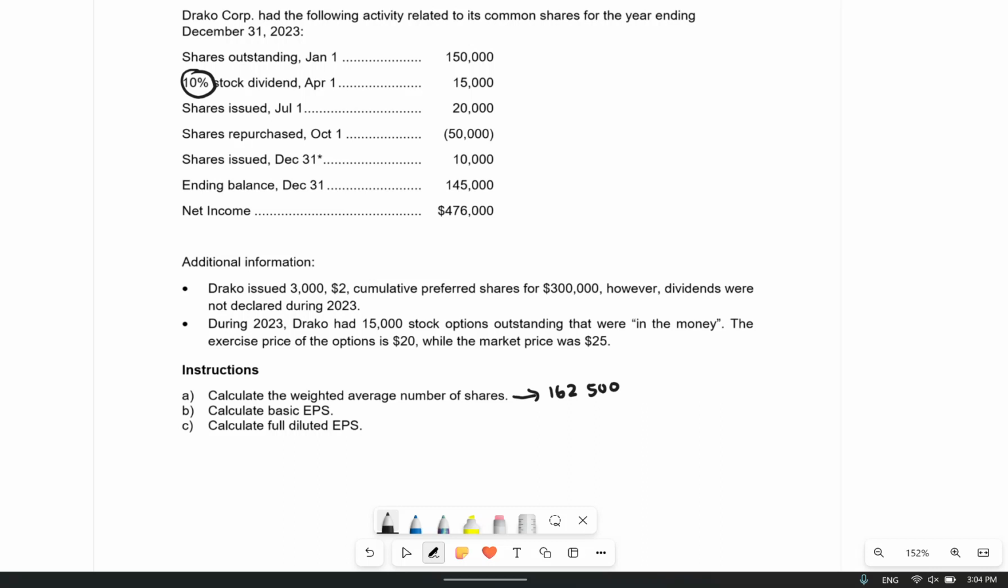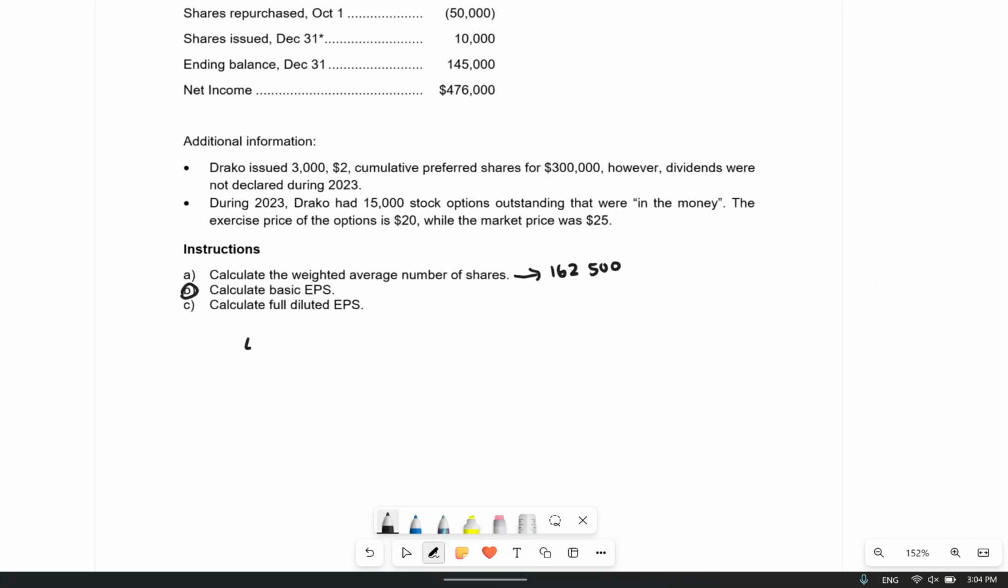Now the part here is we needed to calculate the basic earning per share. Everything is exactly the same, so the number that I will come up with is your basic earning per share. Since your weighted shares changes, I'm just going to do it. So my net income was 476, and I have 6,000 preferred dividend, divided by 162,500, and that will give me $2.84.